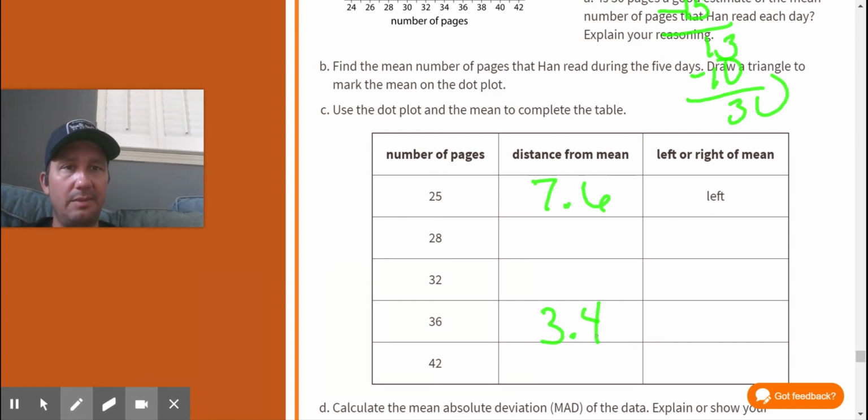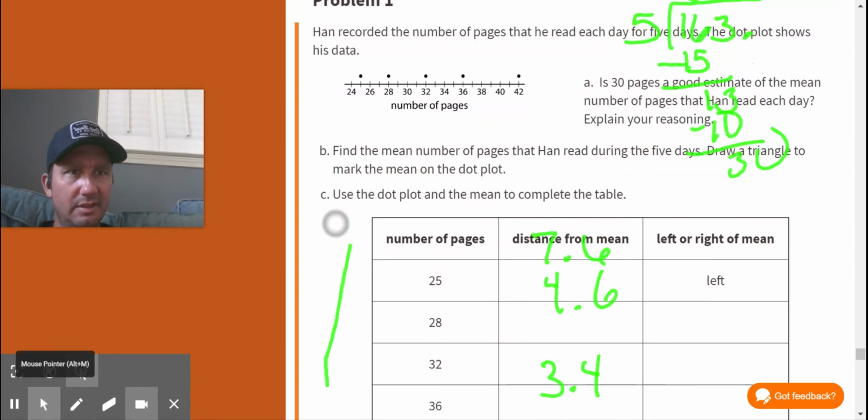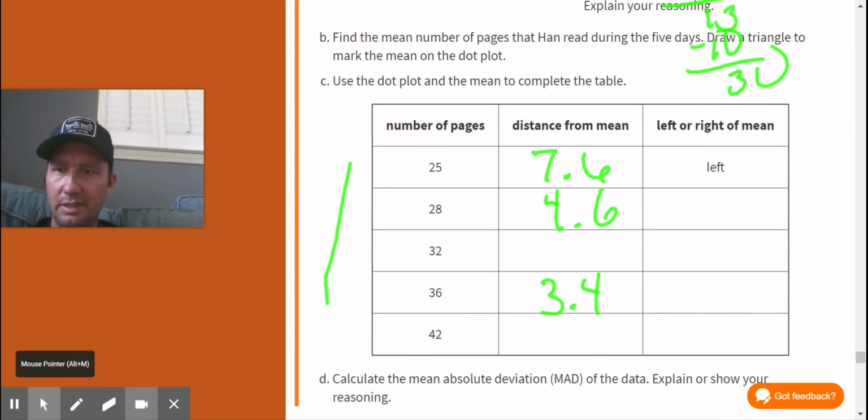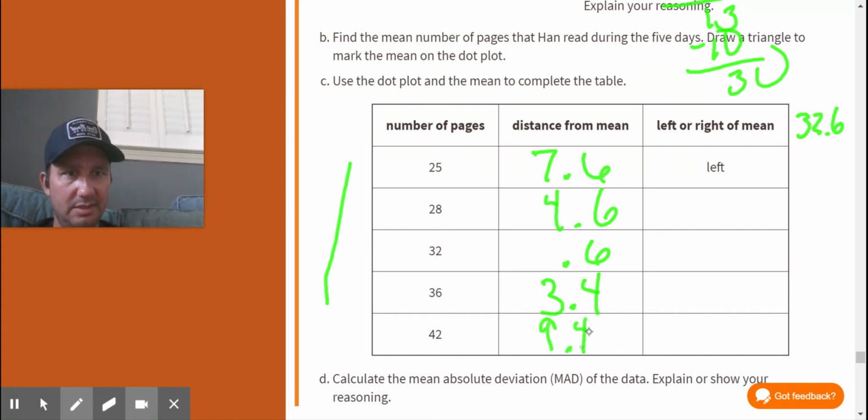Okay, so anyway, I'm going to still do these other ones. So this is going to be 4 and 6/10. Right, 32. We can go back. Okay, I need to write this down over here. 32 and 6. So this is only 6/10 away, and this is going to be 9 and 4/10 away.